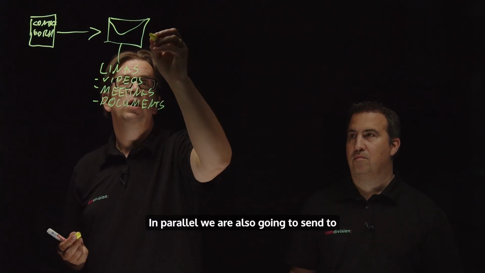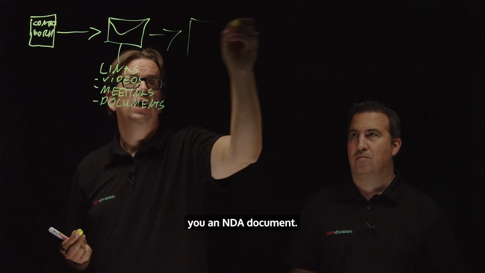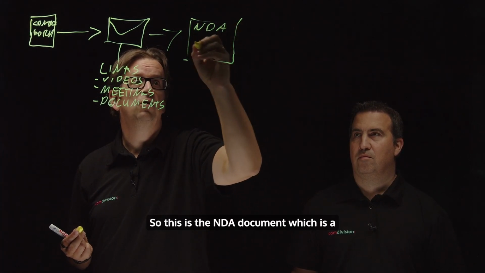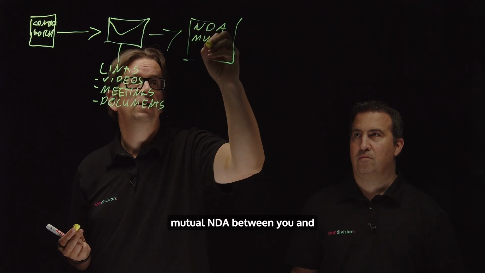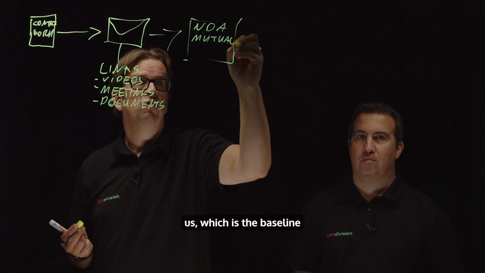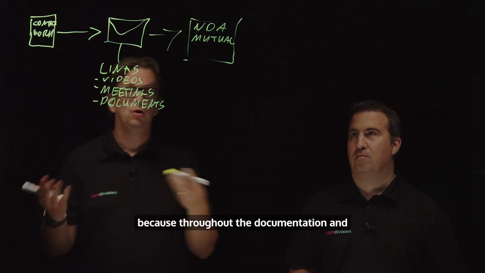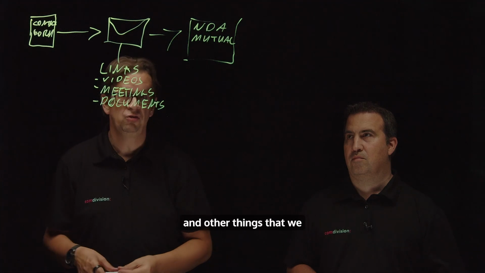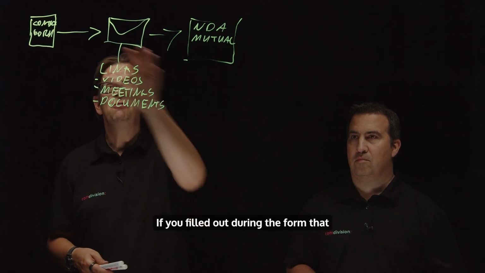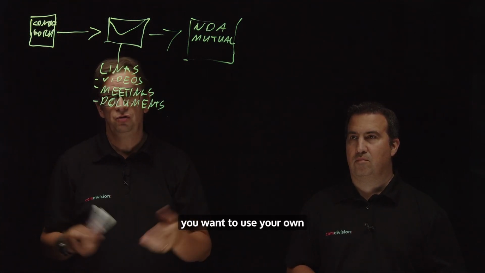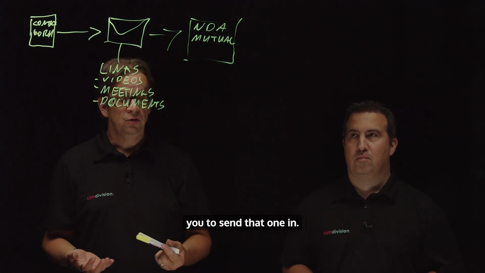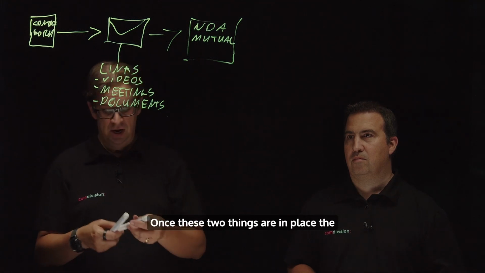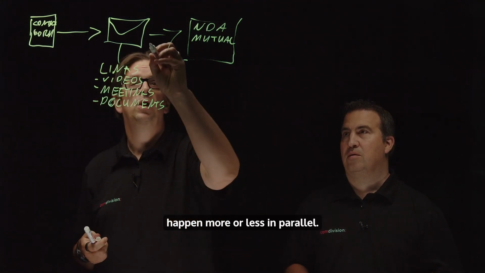In parallel, we are also going to send to you an NDA document. This is a mutual NDA between you and us, which is the baseline, because throughout the documentation and startup process, we might discuss your infrastructure and other things, so that we are both covered. If you filled out in the form that you want to use your own NDA, we are going to ask you to send that one in. So once these two things are in place, the next thing is going to happen more or less in parallel.